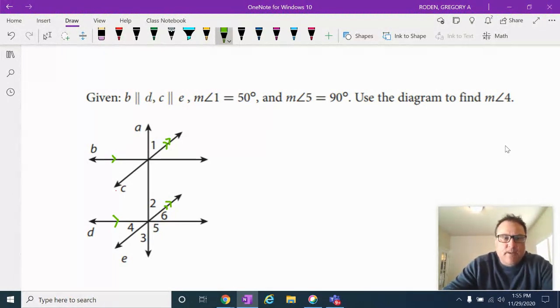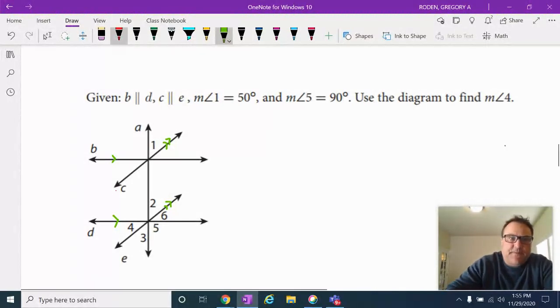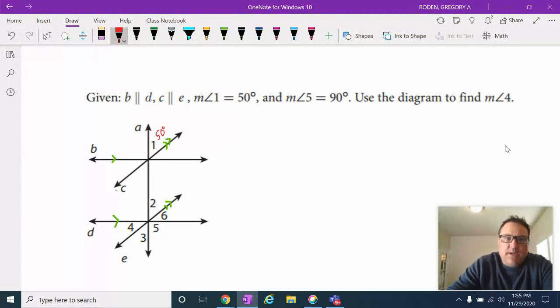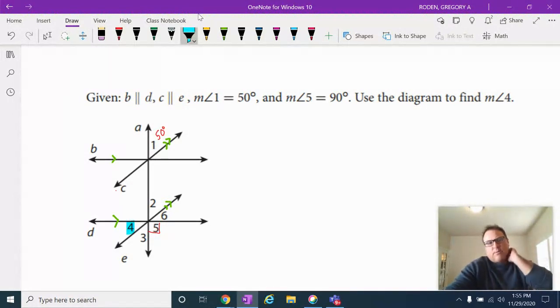Okay. So if we know that the measure of angle 1 is 50 degrees, so if this is 50 degrees here, and we know the measure of angle 5 is 90 degrees, so that's a right angle here. Use the diagram to find the measure of angle 4. So let me just highlight, we want to find angle 4.